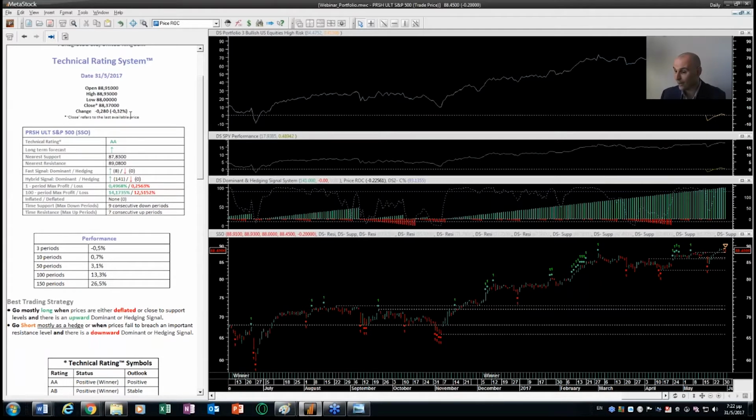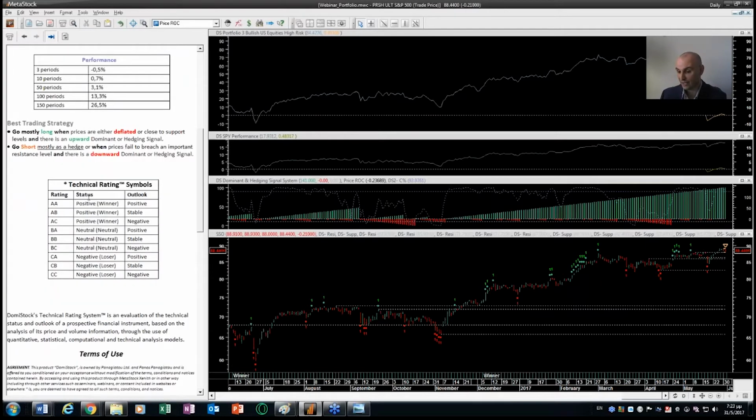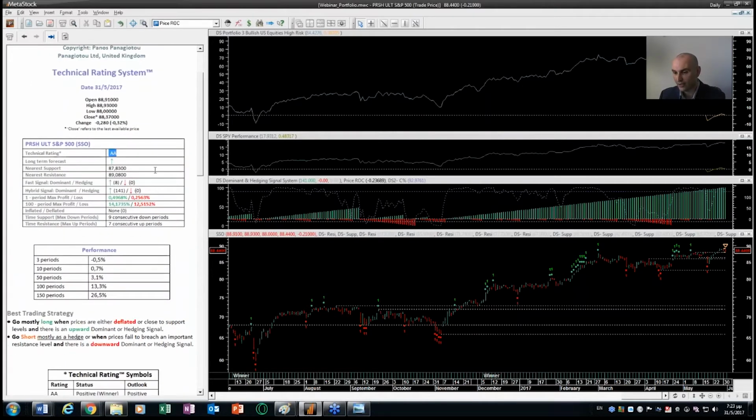Okay, so this is a technical rating system which uses a very nice algorithm that rates any security from A, which is the best, which means that the status is positive and the outlook is positive. So this is as good as it gets. To CC, which is negative, loser, and this is where the winner comes from. So this is an A security. We don't know if it is an AA. We have to see it here. This is an AA security. I'm talking about Standard and Poor's, okay?